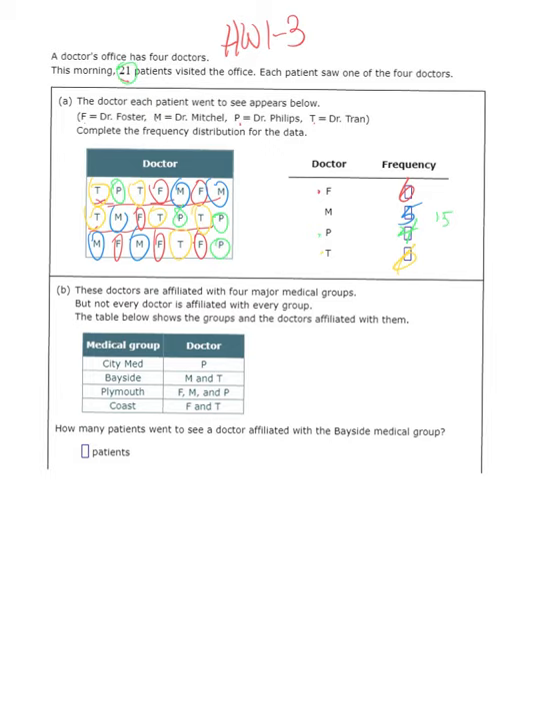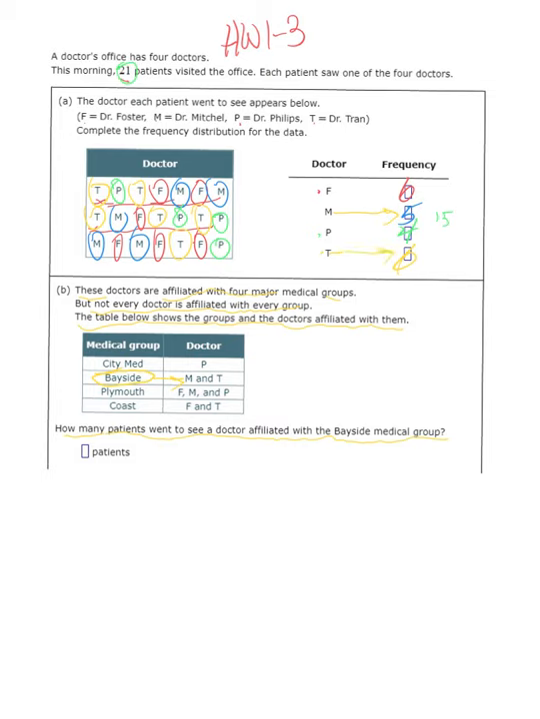So we set up the frequencies for each one. Now we can go down here and answer some questions. It says these doctors are affiliated with 4 major medical groups, but not every doctor is affiliated with every group. The table below shows the groups and the doctors affiliated with them. And the question is, how many patients went to see a doctor affiliated with Bayside Medical Group? Okay, so here's Bayside, and they have doctors M and T. So these guys right here, boom and boom.